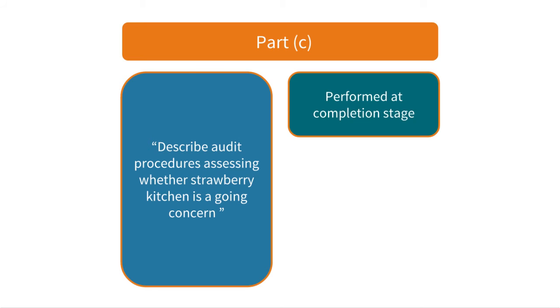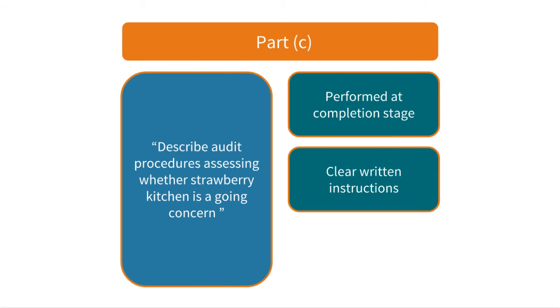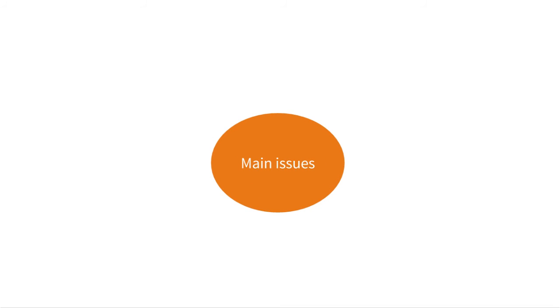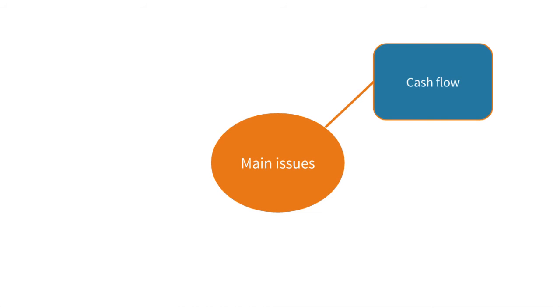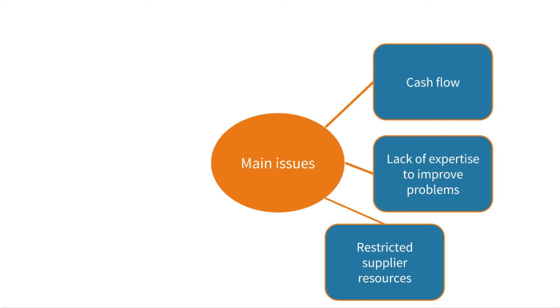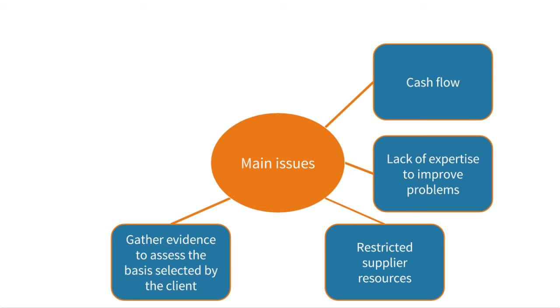Remember that audit procedures should be clear written instructions prepared by the auditor. Therefore, ensure your procedure is clear in what you are doing and also why you are doing it. The main issues for Strawberry in the scenario are cash flow, lack of expertise to improve problems, and restricted supplier resources to continue working. We need to gather evidence so that the auditor can assess the conclusion the client has made on the financial statements.